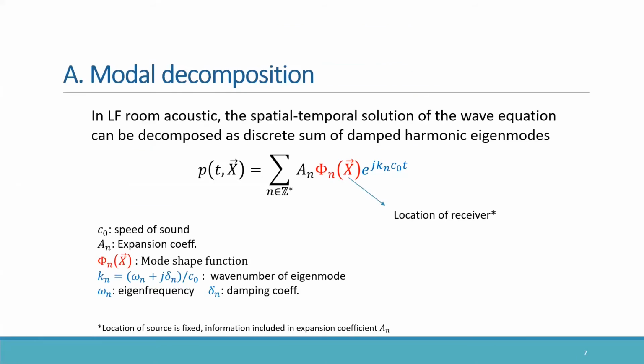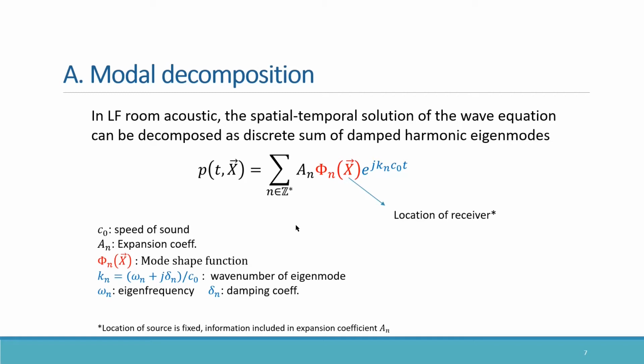So first, let's tackle the inherent sparsity in low frequency room acoustics through the modal decomposition form of the wave solution. In low frequency room acoustics, the spatial temporal solution of the wave equations can be decomposed as a discrete sum of damped harmonic eigenmodes, as you can see in blue over here. By expressing the wave solution through a discrete number of eigenmodes, we already reduce the complexity of the system. But if you look at the equation over here, you can still see that we have phi n, which are the mode shape functions of the room.